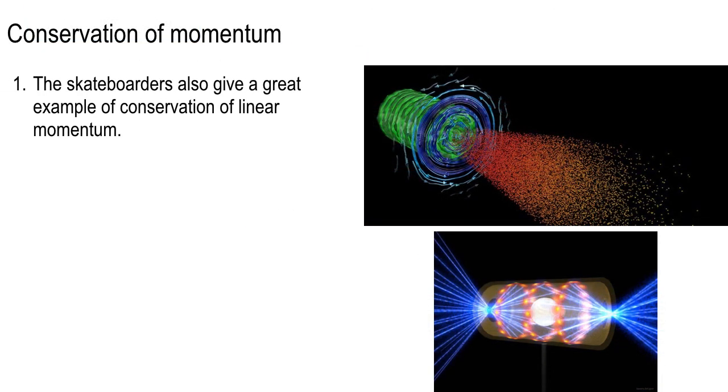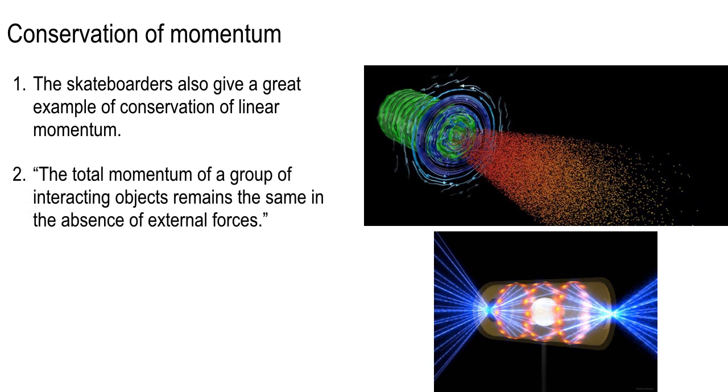Okay, so let's talk about this idea of conservation of momentum. The skateboard is another great example of conservation of linear momentum. And in fact, this is the form of it: the total momentum of a group of interacting objects remains the same in the absence of external forces.